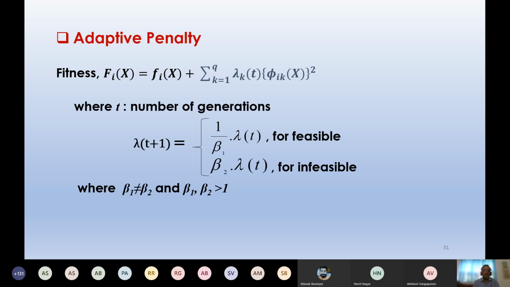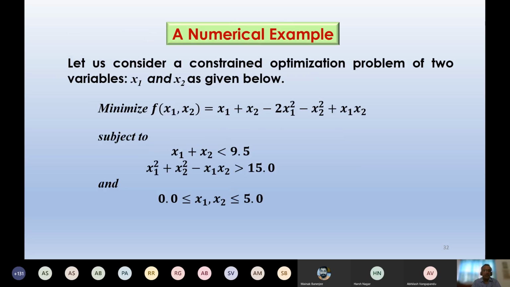Let me repeat. For this adaptive penalty, if there is no violation of functional constraint, that means for the feasible solution, we put some small amount of penalty. It is not put equal to 0. And for infeasible solution, wherever there is a violation of the functional constraint, we put a large amount of penalty. Now I'm going to discuss with the help of one numerical example. And as I told, it will become 100% clear to all of you.